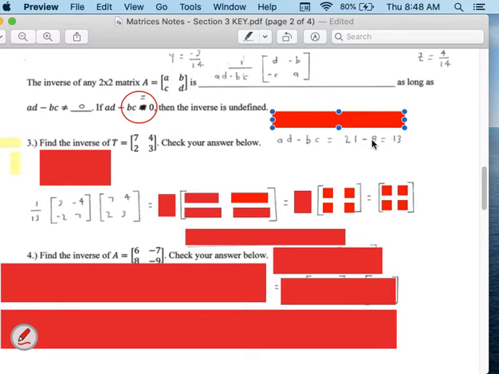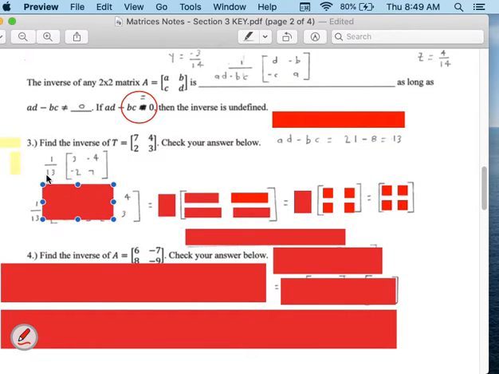Is everyone okay with that? So that is the denominator here. So it's 1 over 13. That's the only math you have to do. And then in the matrix, you have to swap A and D. So the 7 and 3 swap locations. 4 becomes negative and 2 becomes negative. So this right here, 1/13 times 3, negative 4, negative 2, 7 is the inverse of T that we just had.